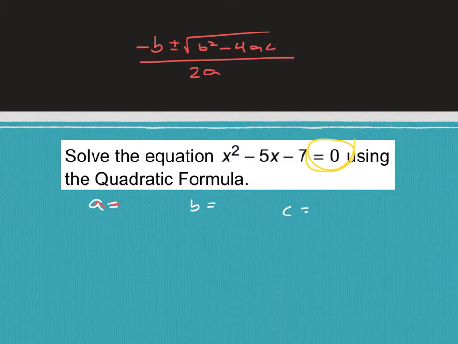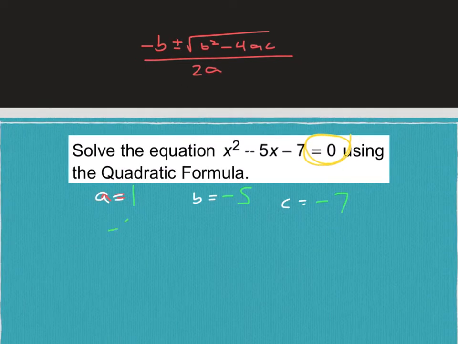So what is our a? What number do we have in front of the x squared? 1. Since we have an x squared, but there's no number in front, that would be 1. What's the number in front of the x? What would our b be? Negative 5. Perfect. So the sign stays with it, so it would be negative 5. And then what about c? Negative 7. So now we plug our a, b, and c into our equation.